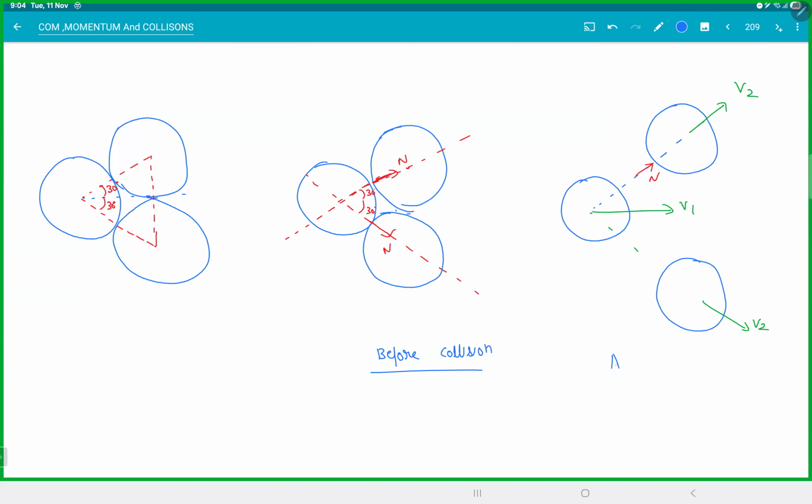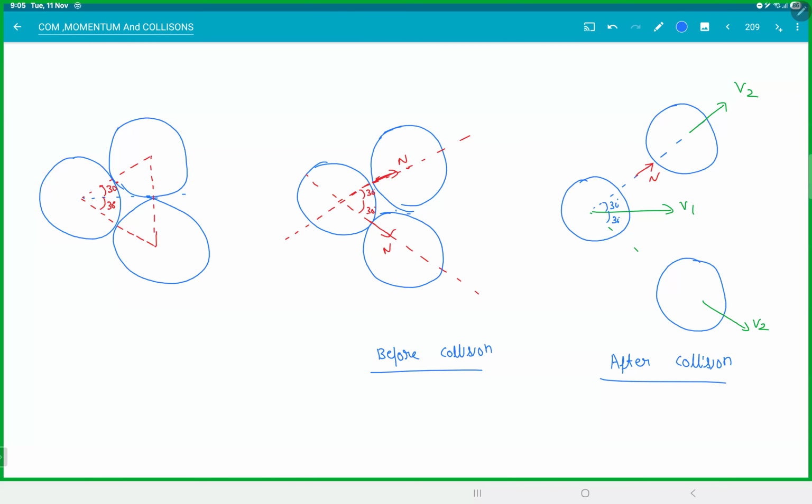This is after collision. The two balls will fly along the common normal direction. So they'll go at speeds V2 and V2. This is 30 degrees and this is 30 degrees. So this is the picture just after collision. So you need to find V1, V2. If you do that, your job's done. Try. How will you do that?